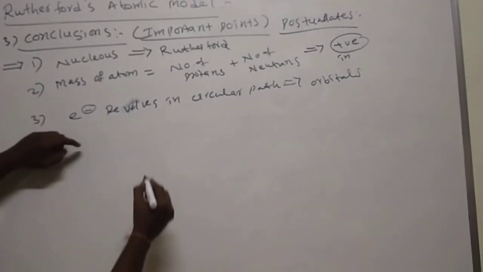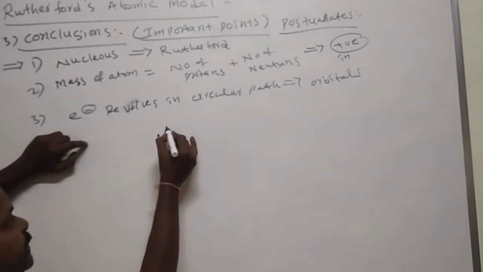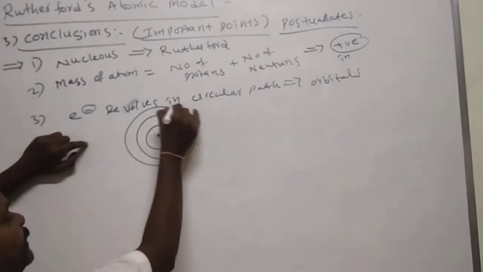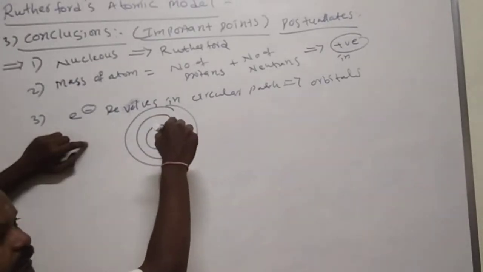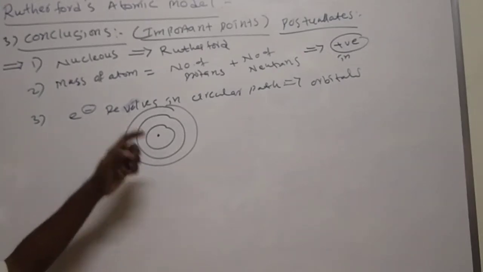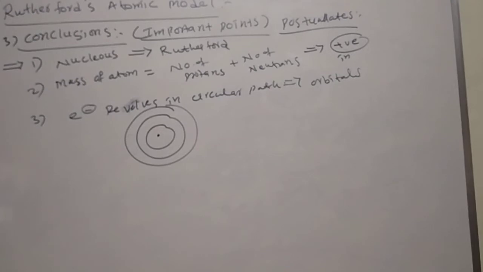Circular path. For example, this is the nucleus. This is the external space. Here electrons revolve. But he doesn't explain about the orbitals. He said circular path. Electrons always revolve in circular paths. In Bohr's theory, these are simply considered as orbitals.